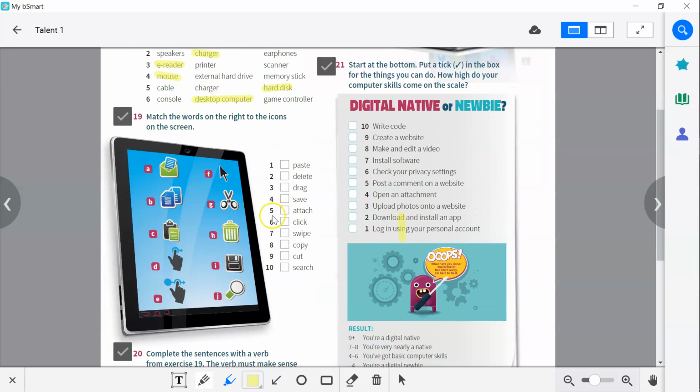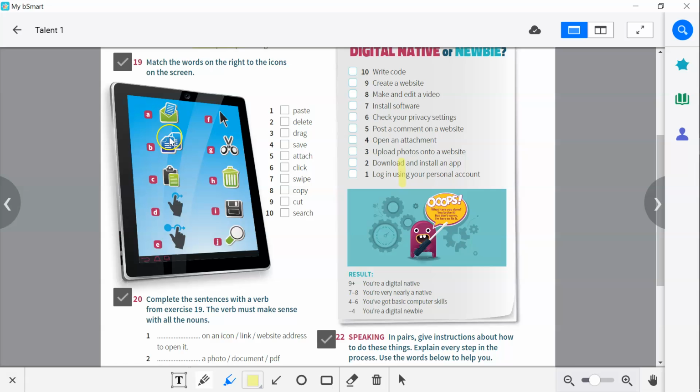Now we go to exercise number 19 and you see a lot of icons. Okay, these are the icons and this is the meaning or the English word you can find with them. For example, you see paste. Okay, paste meaning incollare. The letter is C. Delete, whose meaning is cancellare. The right letter is H. Drag, whose meaning is spostare, trascinare. And the letter is E.